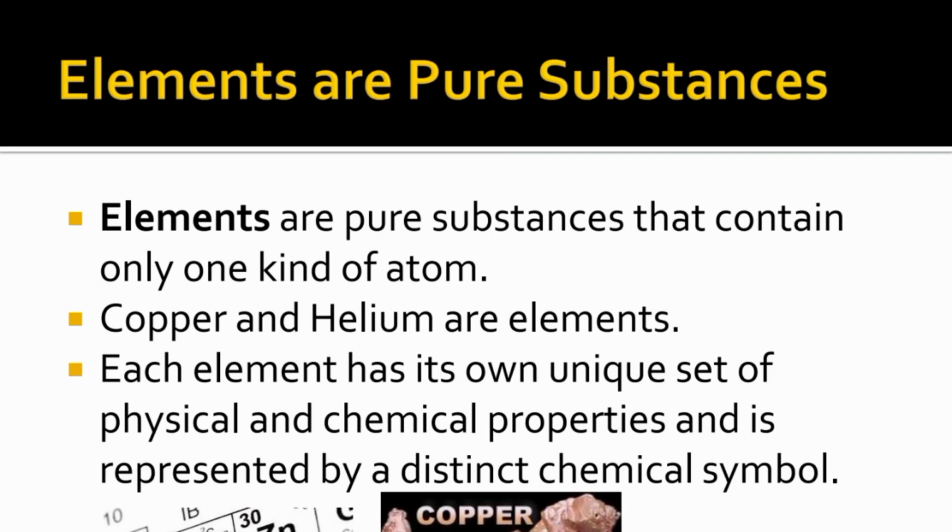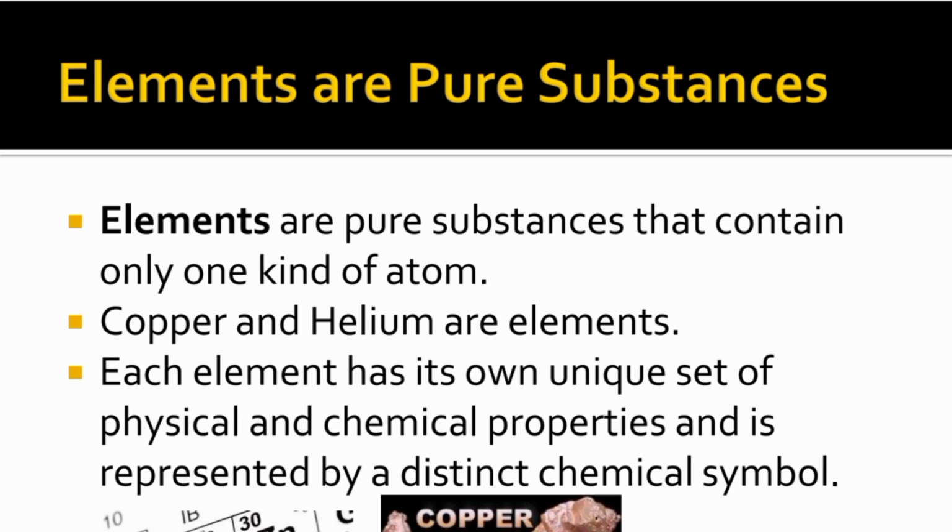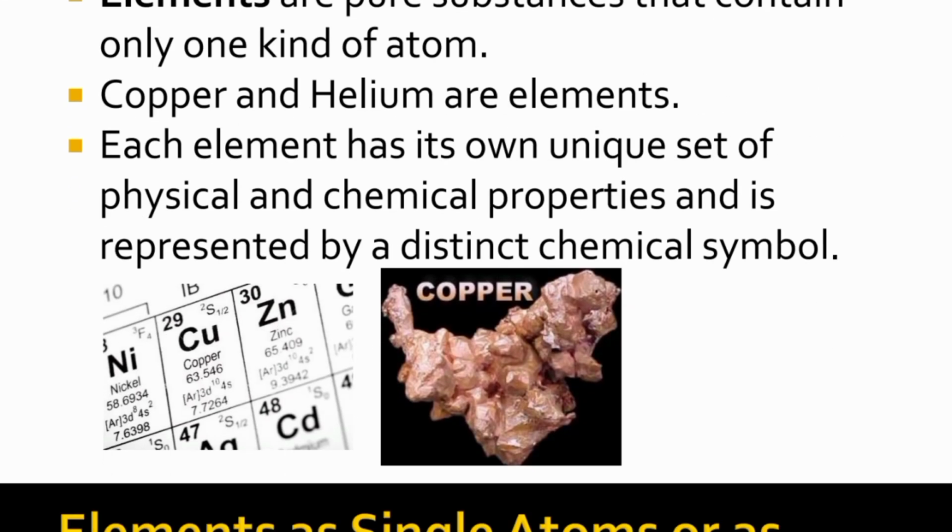Elements as pure substances. Let us discuss some properties of substances. Constant composition: all particles have the same properties. Elements are pure substances that contain only one kind of atom. Copper and helium are elements. Each element has its unique physical and chemical properties, represented by a distinct symbol. Copper is represented by Cu. Zinc is represented by Zn, and so on.